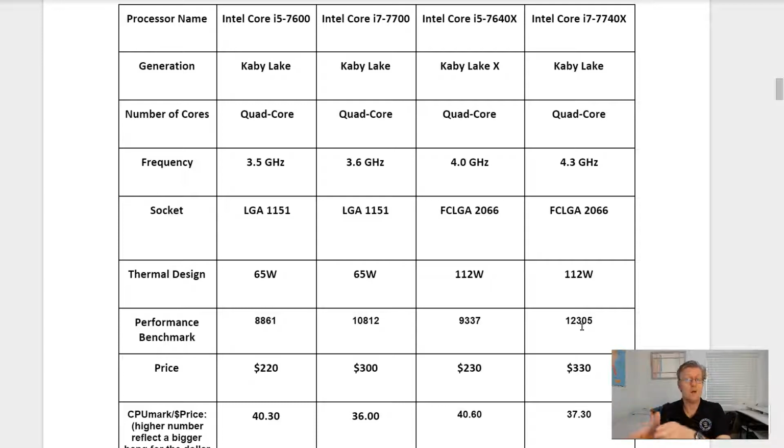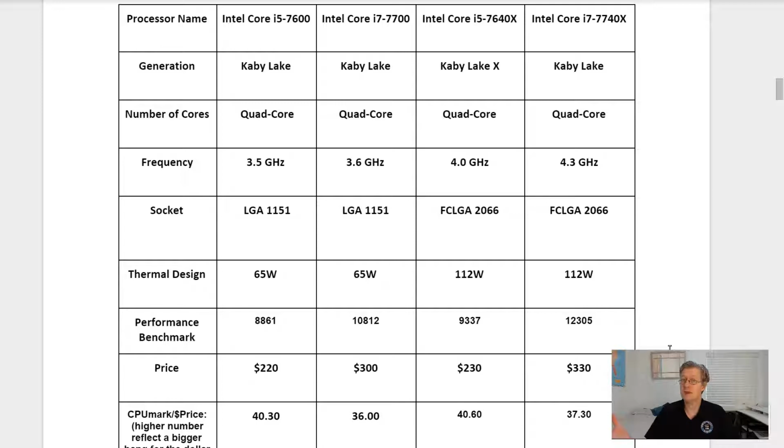When you go with the X series, you have to buy your own heatsink and fan. So they make special ones for the socket 2066. Your thermal design is there at 112 watts. Your performance benchmark is at 12,305. So it's the highest on this list.